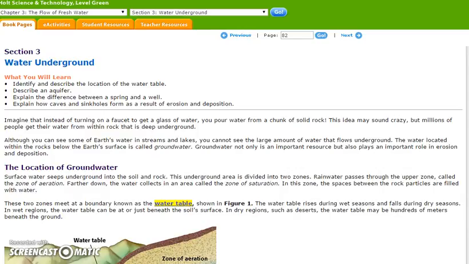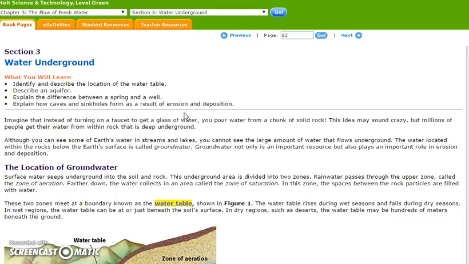Okay, this week we will be continuing with Chapter 3, the flow of fresh water. We will be moving on to Section 3, which is called Water Underground. In this section we're going to see all of the ways that water can be found underground, can be used underground, and how it can affect the surface through its underground activities.